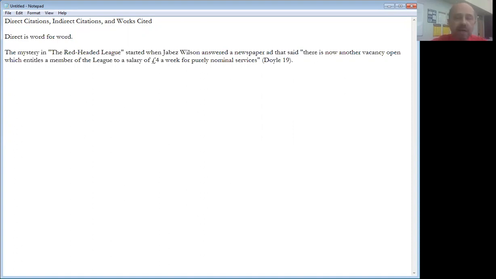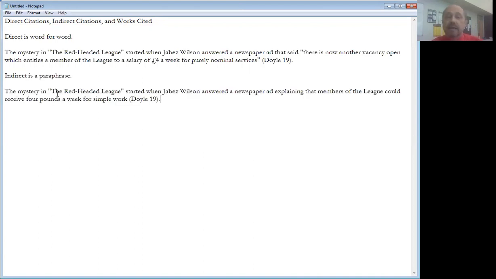Now, if I'm going to paraphrase this information and do an indirect citation, I still have to give credit where credit is due. Because no matter whether I'm quoting directly or I'm putting the information in my own words, it's still not my idea. Okay, so an indirect citation is a paraphrase, and it would look like this, for example. Give you a moment to read that.